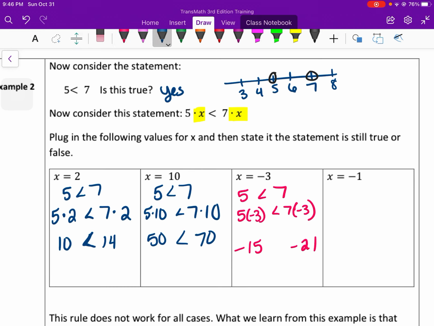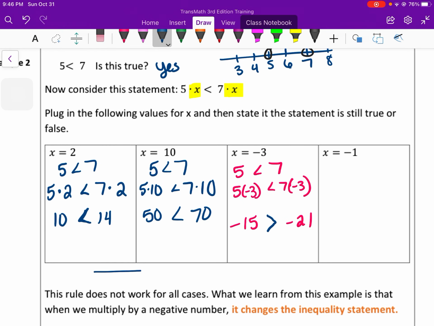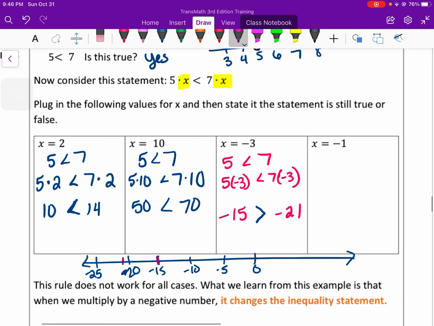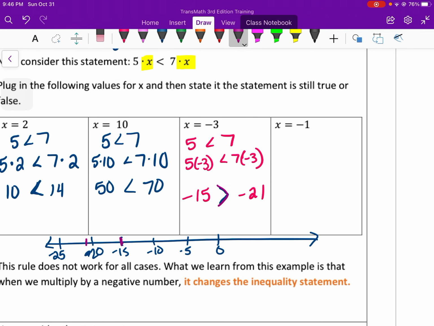That is false. Negative 15 is actually greater than negative 21, because if you think about it on a number line, 0 is right here, and then it goes like negative 5, negative 10, negative 15, negative 20. Negative numbers get smaller as you go further to the left. So negative 15 is actually closer to 0 than negative 21 is. So negative 15 is actually greater than negative 21. So we had to flip the inequality sign there for it to still be true.